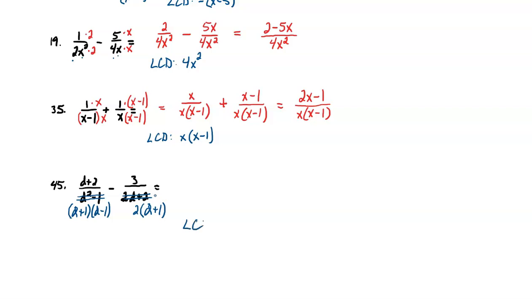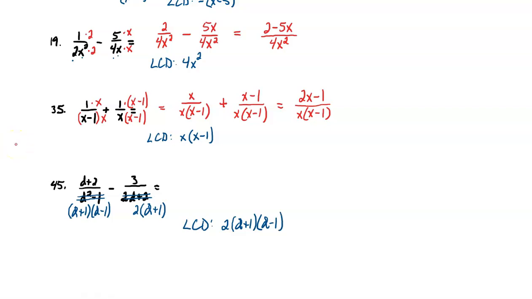Now we can get our least common denominator. The second fraction contributes a 2. Both fractions have d plus 1. And the first fraction contributes d minus 1. That is the least common denominator.